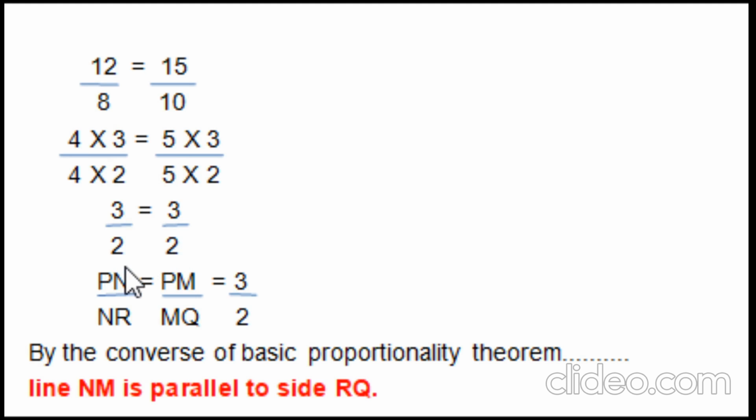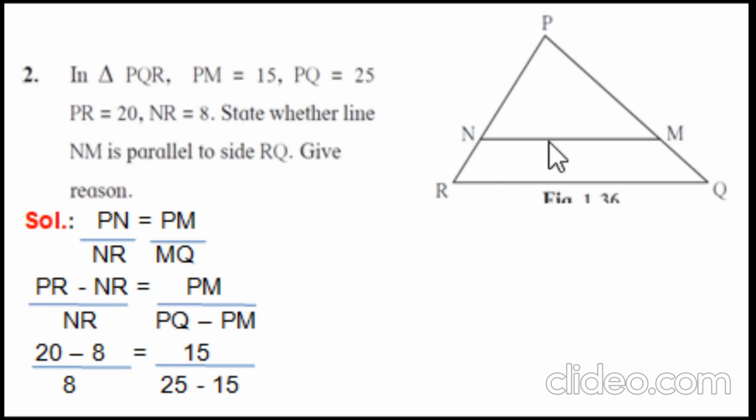So therefore this ratio PN upon NR is equal to PM upon MQ, which is 3 upon 2. Therefore the ratio is equal. By the converse of basic proportionality theorem, line NM is parallel to side RQ. This line NM is parallel to side RQ if this ratio PN upon NR is equal to PM upon MQ.